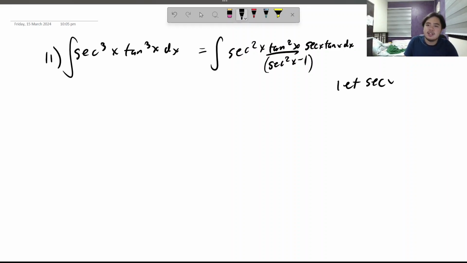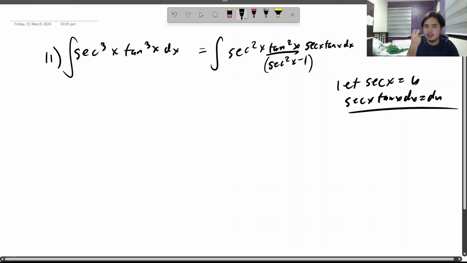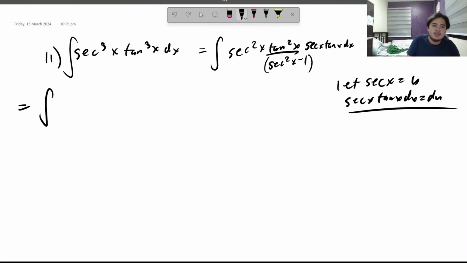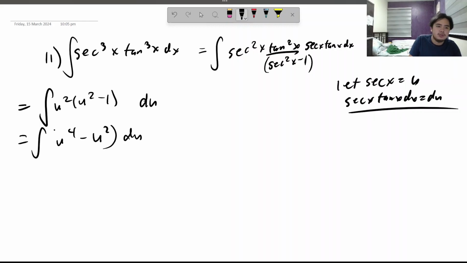Let secant x equal u. Secant x tangent x dx equals du. That's the tool we have to use here. So in the integral, at the end it's du, and then secant squared becomes u squared, and then tangent squared becomes u squared minus 1. Right? Distributing together, we get u to the 4 minus u squared du.